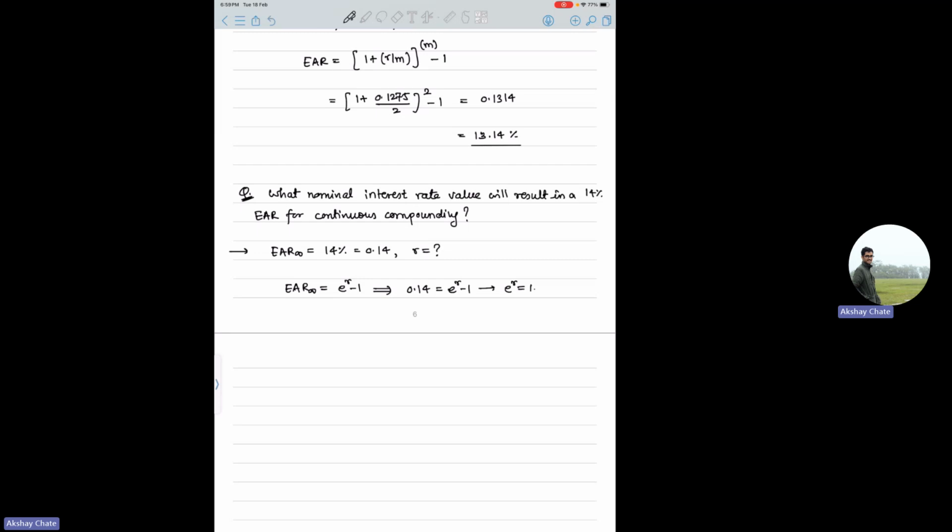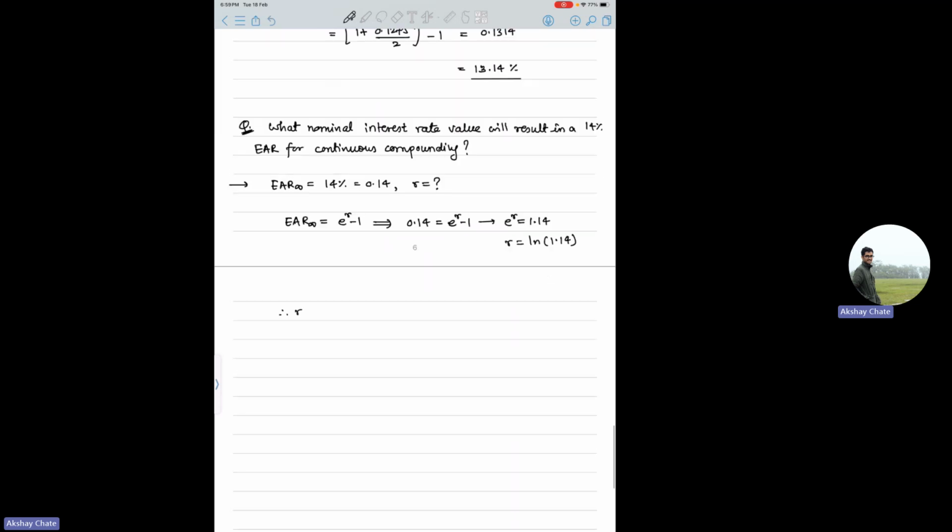So this will be 1.14, and then you have to take ln on both sides. So R will be nothing but ln of 1.14, and since it's less than e, the value of ln will be less than 1. So that will be 0.1310. And that means your nominal rate must be this much, so that you'll get a 14% effective annual rate compounded continuously.